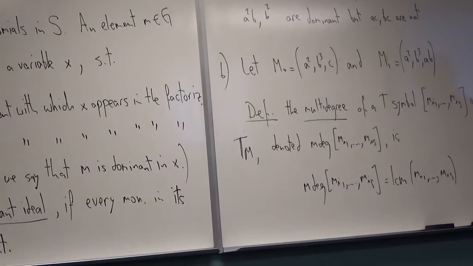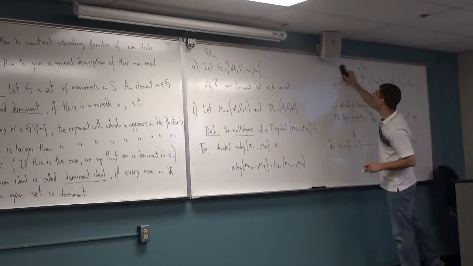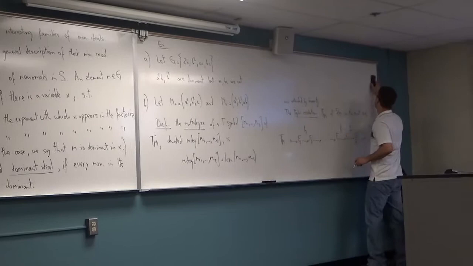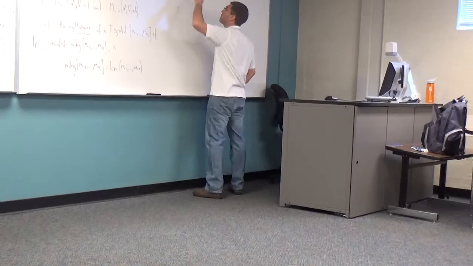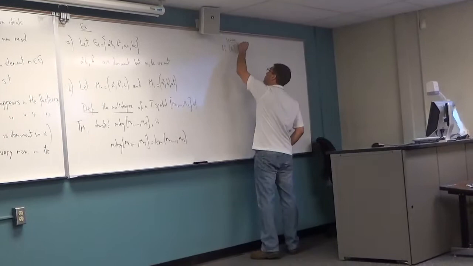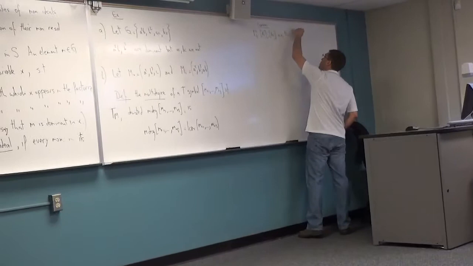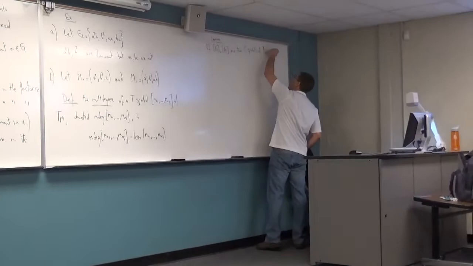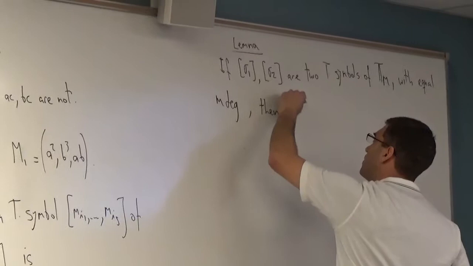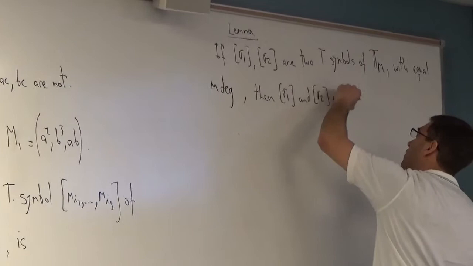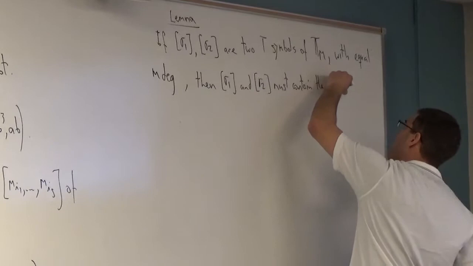Now, the main theorem we want to prove relies on the following lemma. So let's take the lemma. If sigma 1 and sigma 2 are two Taylor symbols of the Taylor resolution with equal multi-degree, then sigma 1 and sigma 2 must contain the same dominant monomials.